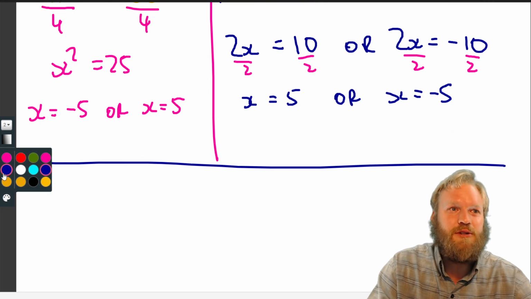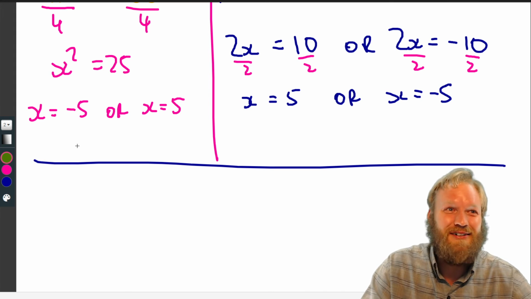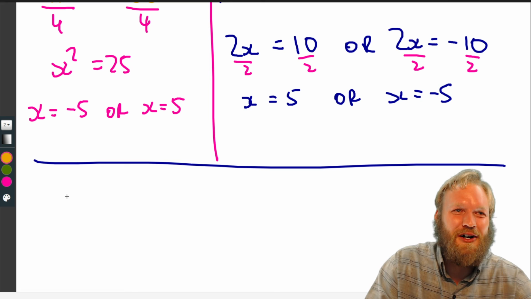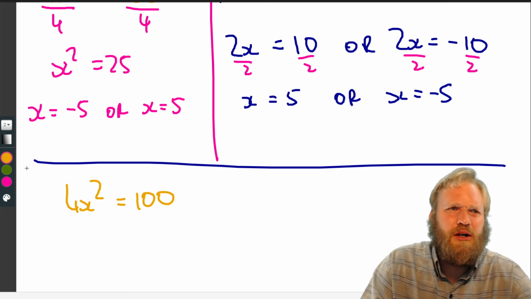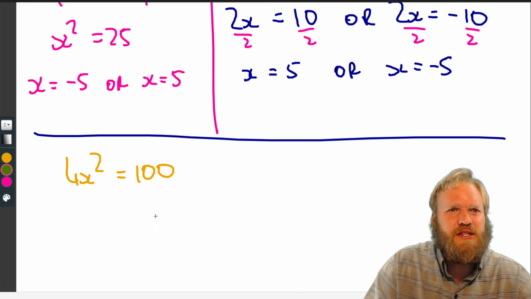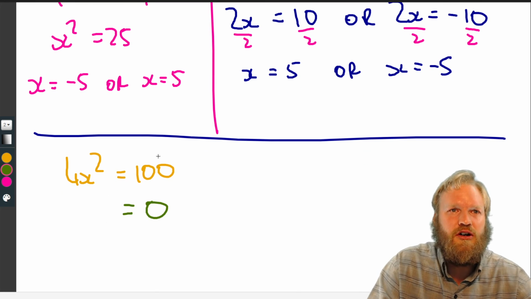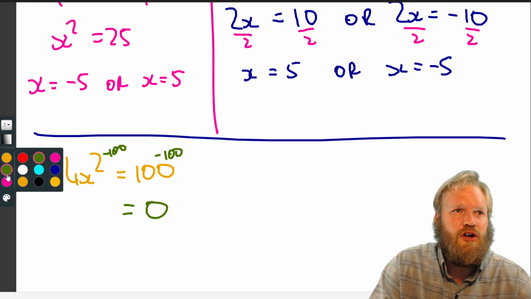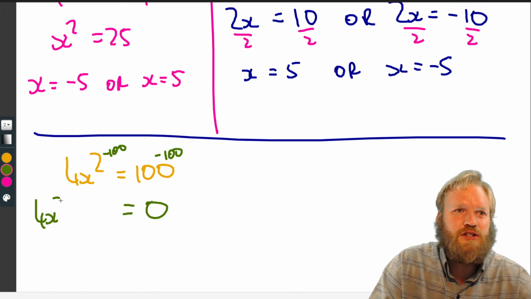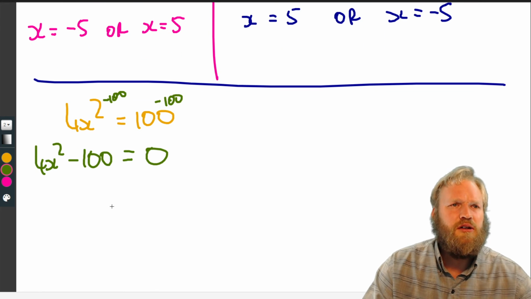Third option that comes to mind. Isn't it exciting that there's so many ways to solve it? Well, I think it is. So we've got 4x² equals 100. I mean, before with this type of thing, we said, you know what, there's an x². Rearrange it so we've got equals 0. So I'm going to subtract 100 from each side. 4x² - 100. Oh, well, let's factorize.